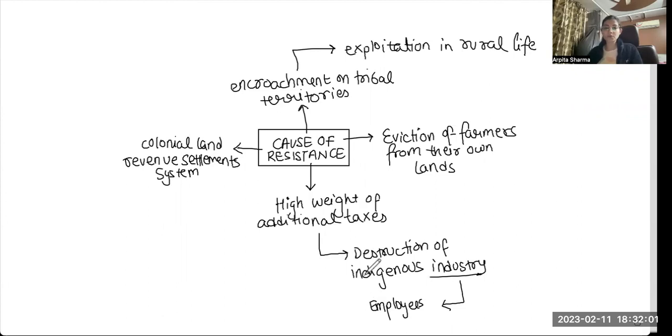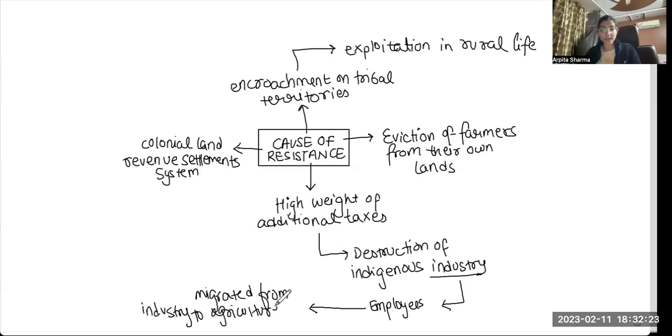Now here, when we talk about destruction of indigenous industries, because of the destruction of the indigenous handicraft industry and textile industry, the employees migrated from the industrial sector to agriculture. And because there was a large scale influx of people running from industries to agriculture, what happened? There was a strain or stress on land and agriculture.